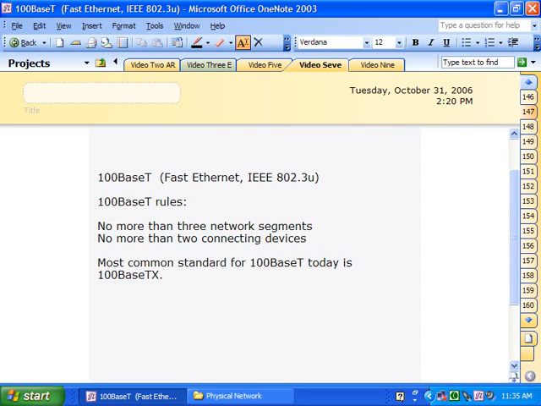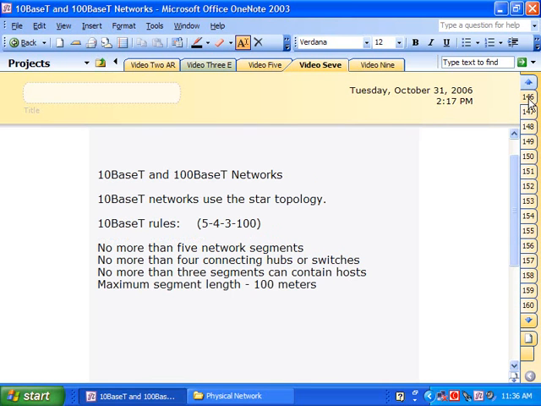But we've got a couple of rules we've got to keep in mind with 100BaseT. Now that official limitation of 100 meters on a segment length is still in place. But as you can see, now we're down to no more than 3 network segments and no more than 2 connecting devices. So again, I would keep those rules in mind. There are your 10BaseT rules. Again, that's your 5-4-3, the 100 rule. If you just want to call it 5-4-3, that's fine with me.